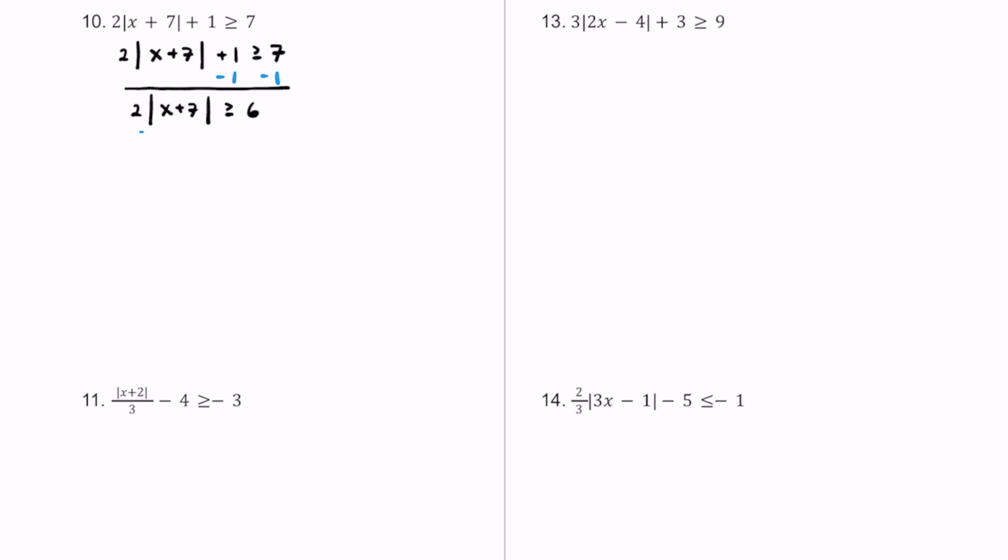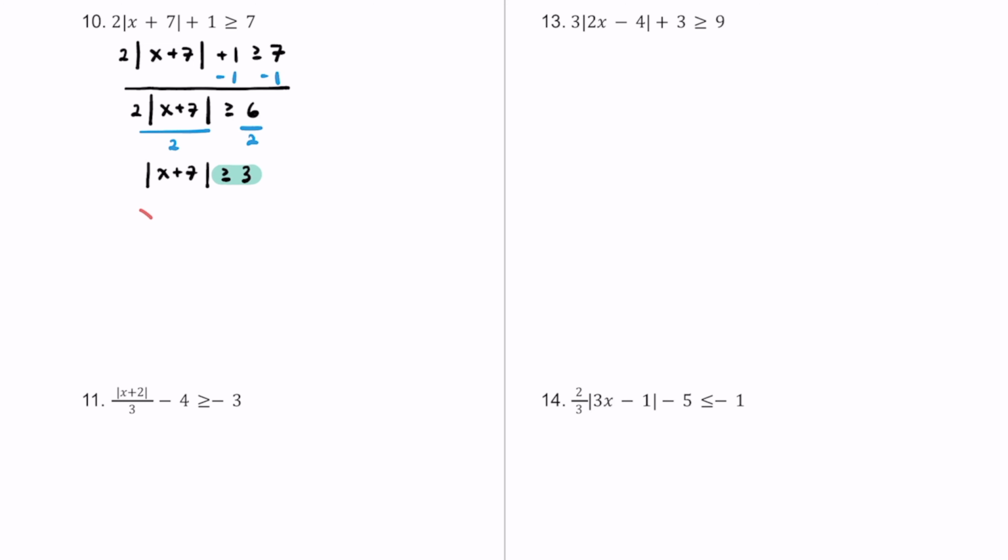And then to get rid of that 2 in front, we can just divide both sides by 2. 2 divided by 2 is 1, so we just have the absolute value of x plus 7, and that's going to be greater than or equal to +3 on the right side. Now, checking to see if we should keep going, we get greater than or equal to 3, which is a green light. We can keep going here just because there's plenty of positive numbers that we could solve for. So let's go ahead and separate these out.